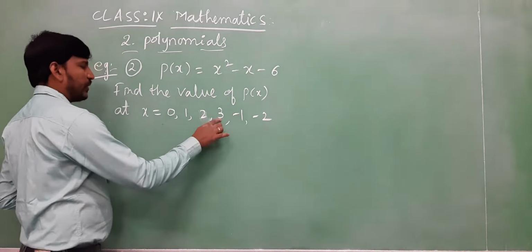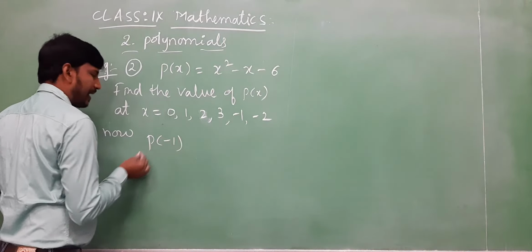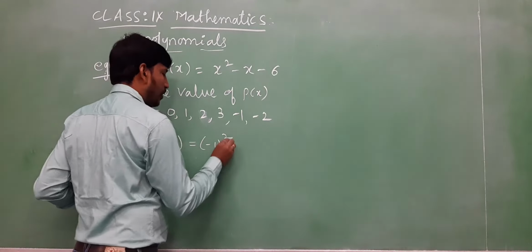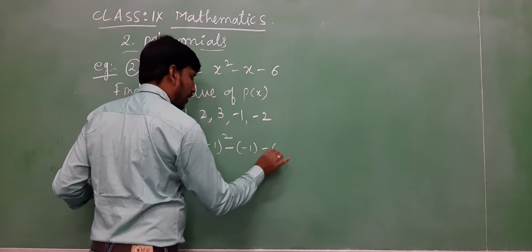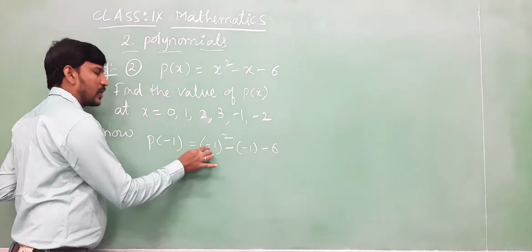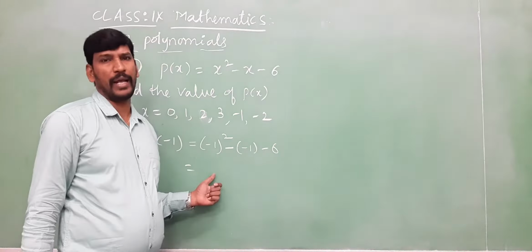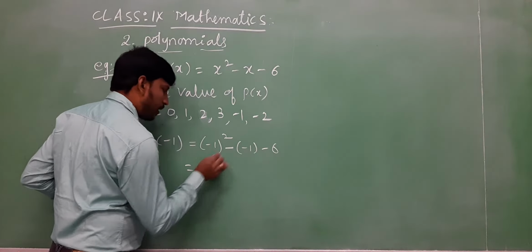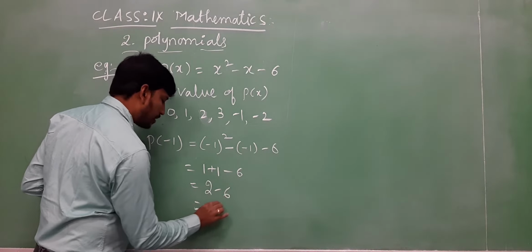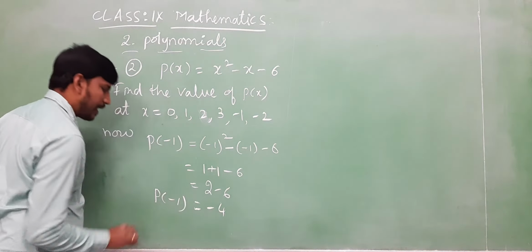Now, p(3) is completed. Now, p(-1). Okay, p(-1). So, wherever there is x, in the place of x, replace minus 1. Minus 1 whole squared, minus of minus 1, minus 6. Okay, so here minus 1 to the power of an even number, 2 is an even number. So minus into minus will become plus here. This is 1, minus into minus 1 is plus 1, minus 6. 2 minus 6. How much is it? Minus 4. Okay, children. So p(-1) is minus 4, we got.